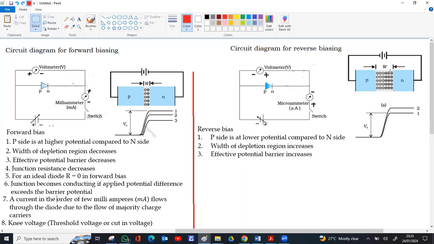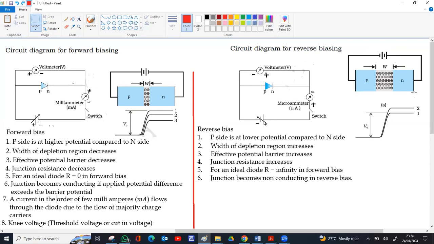Here the width was much less. Now the width will keep increasing compared to the initial width. The potential barrier was this much, the first one. Now when you apply the voltage, if you apply 0.1 with silicon 0.7, it will become 0.8. 0.2 plus 0.7 is 0.9. The effective potential barrier starts increasing. Because the barrier width increases, the resistance of the junction increases. For an ideal diode, the junction offers infinite resistance in reverse bias.